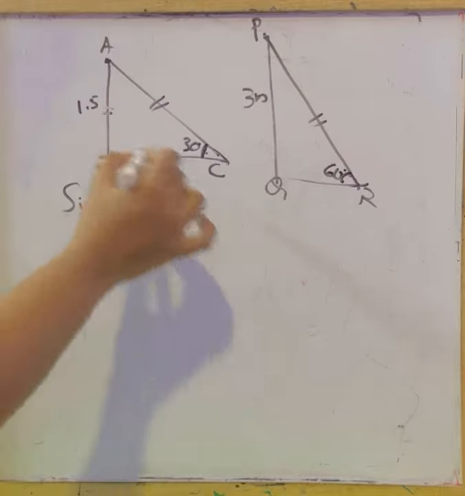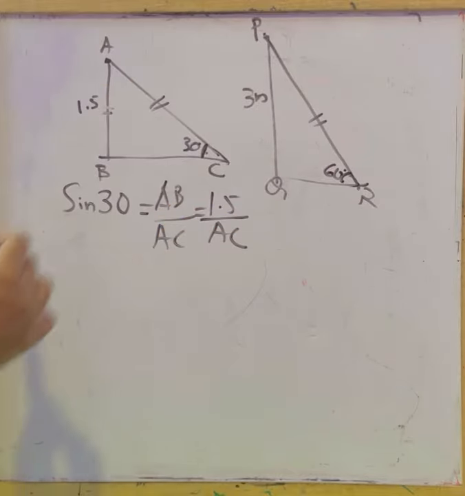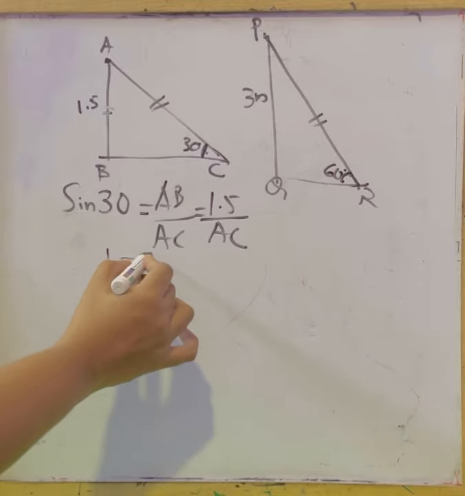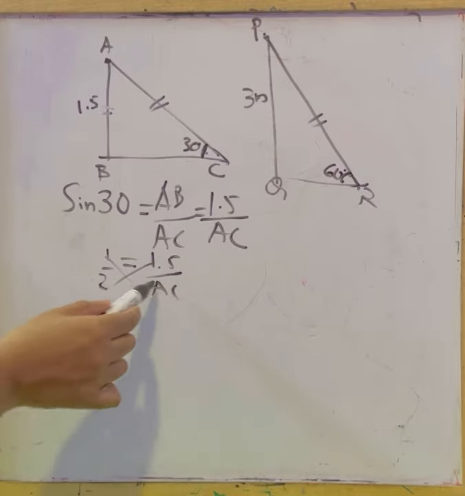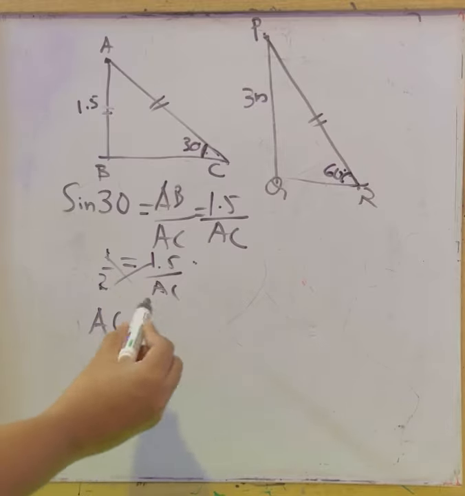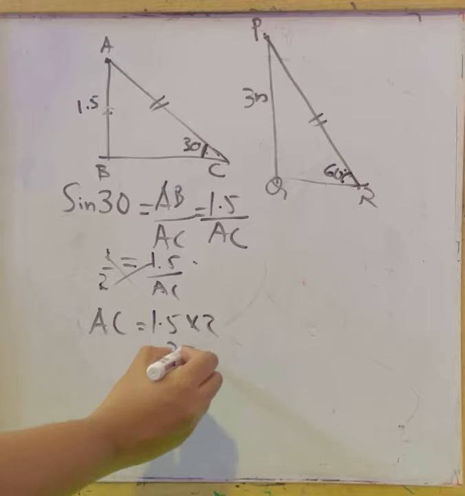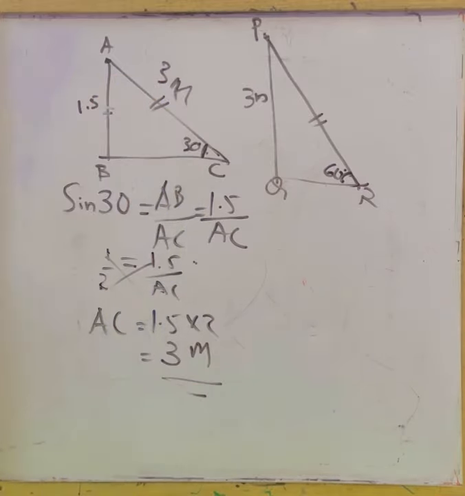Here the opposite side is 1.5 by AC. Now sine 30 is 1 by 2, which is equal to 1.5 by AC. Let us cross multiply this. This AC goes to the numerator and this 2 goes to the numerator. 1.5 into 2, that is, AC is 3 meter. So the length of AC is 3 meter here.